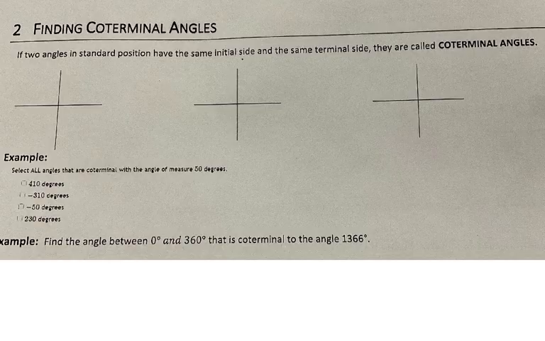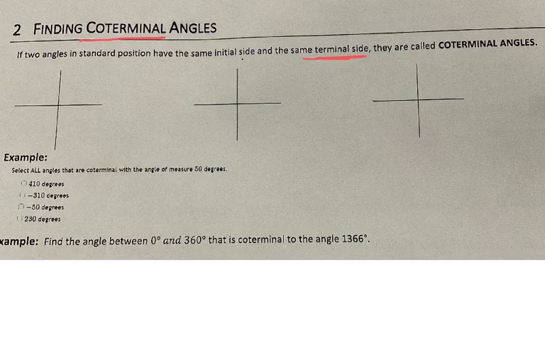Okay, here's something new. This is something we did not talk about yesterday. Coterminal angles. All that coterminal angles are, these are angles that have the same terminal side. So 410 would be the same as 50. Negative 310 would be the same.